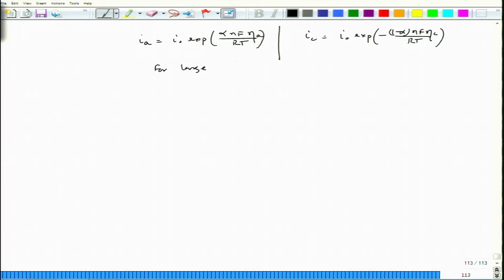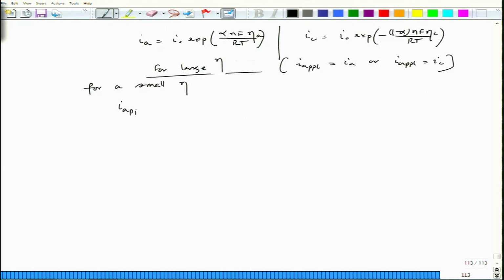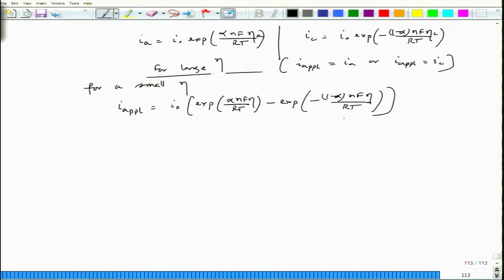So these two equations are valid for a large overvoltage. But for a small overvoltage, I applied equals Ia or Ic, and I should write a combination: I0 times exponential alpha nF eta by RT minus exponential minus (1 minus alpha) nF eta by RT. This is for a small overvoltage.